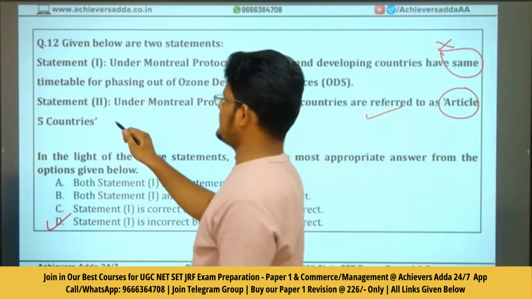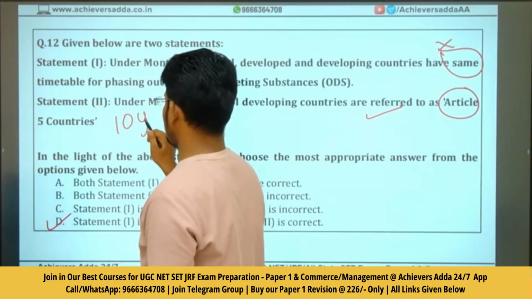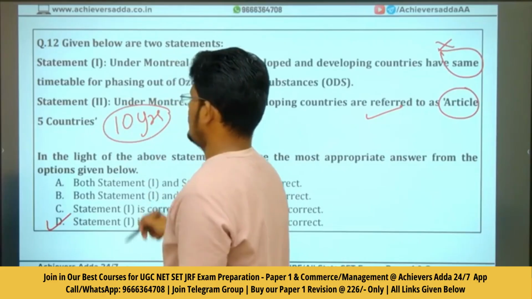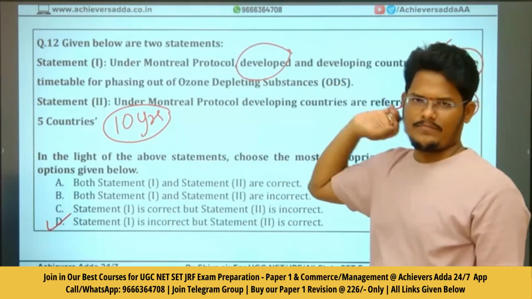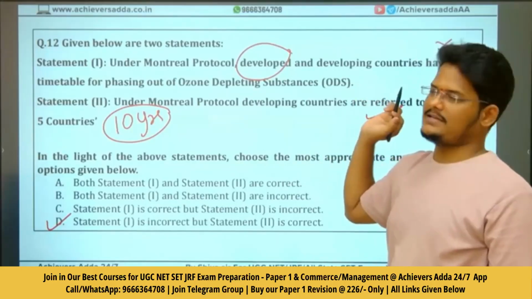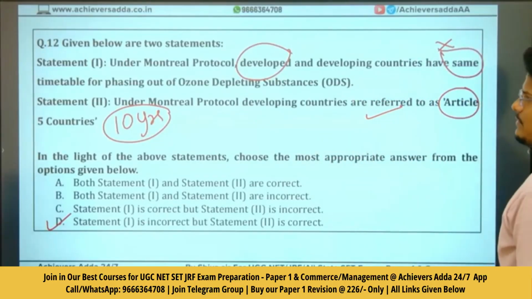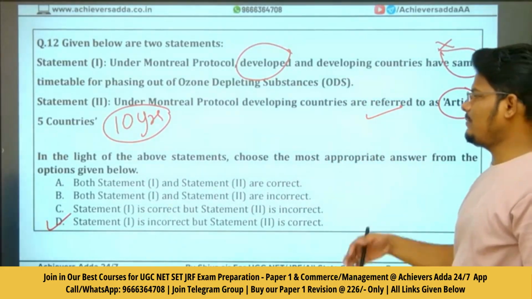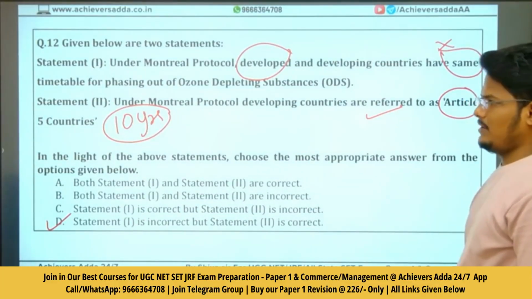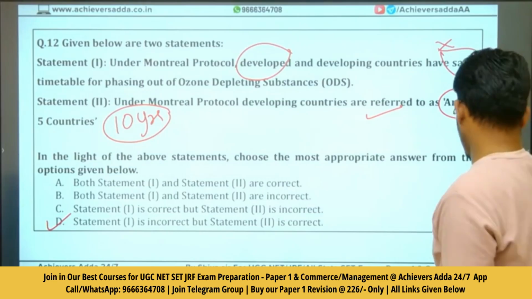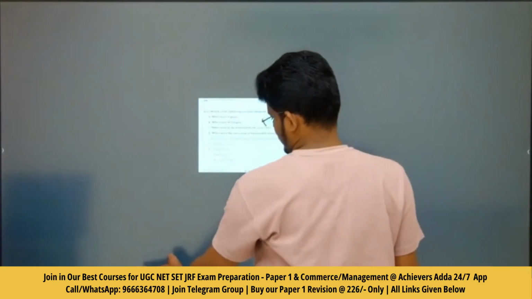Article 5 countries have a 10 years timetable. That is the developing countries, whereas developed countries have less time. A shorter time period is there for developed countries to implement the Montreal Protocol, whereas the developing and underdeveloped countries have 10 years to implement the Montreal Protocol.